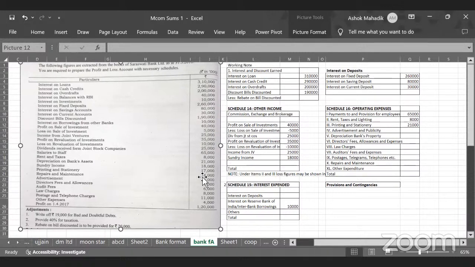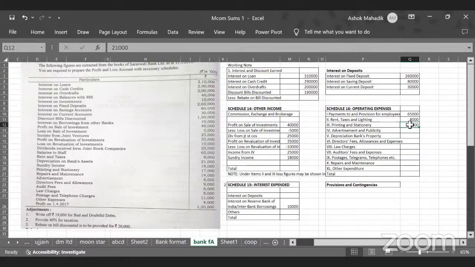Okay. Then printing stationery 17,000. Wait, I just put the printing stationery amount. No, that was depreciation. So depreciation was below. I'll write again the depreciation 21,000 and 17,000 against printing stationery. Okay, my bad. Next. Sundry income done. Printing stationery 17 done. Repairs and maintenance 14,000.